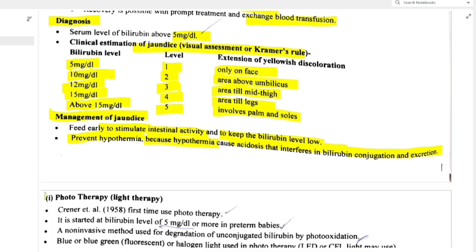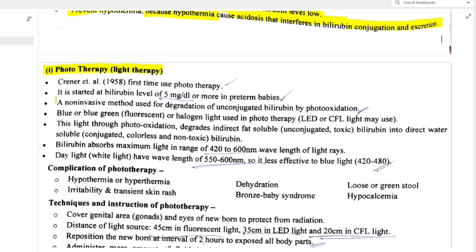Now phototherapy or light therapy. It is started at a bilirubin level of 5 mg per deciliter or more in preterm babies. Okay, it is a non-invasive method used for degradation of unconjugated bilirubin by photooxidation. Blue or blue-green, that is fluorescent or halogen light, is used in phototherapy. LED or CFL light may also be used.